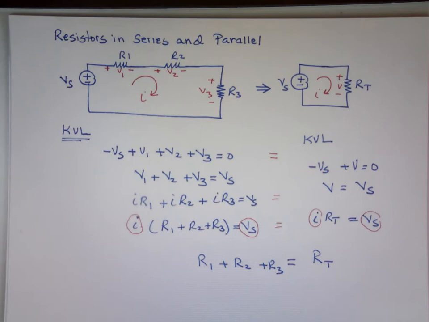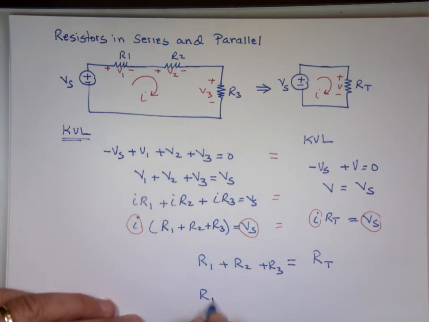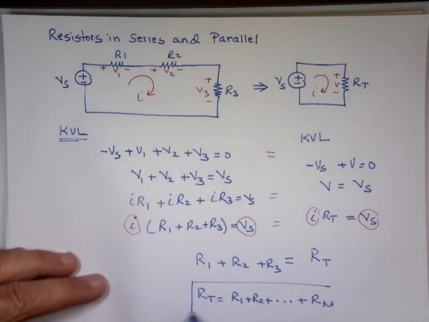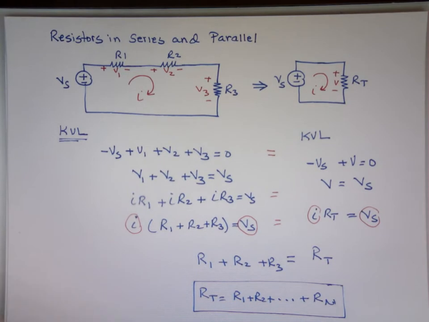So that's how you find the equivalent of resistors in series. We just add them. So if you have more than one, R sub T is equal to R sub 1 plus R sub 2 plus ... plus R sub n. As many resistors connected in series, if you add them, that's what the equivalent value is. And if you remember that, you can make life a little bit easier on you. You can shrink the circuit.